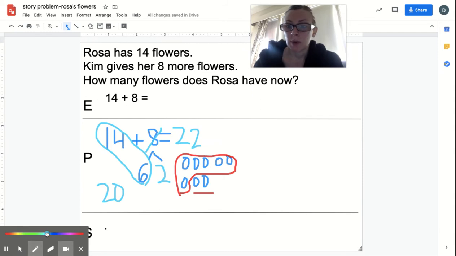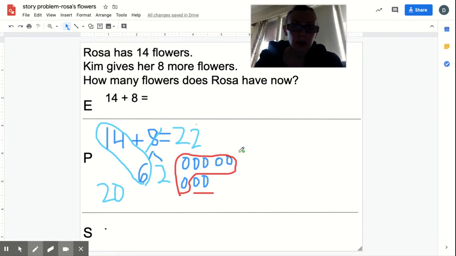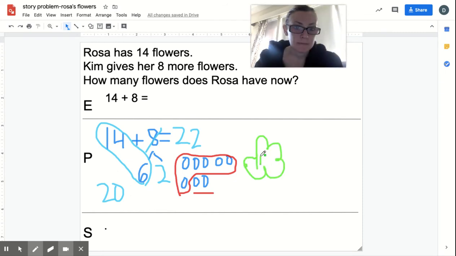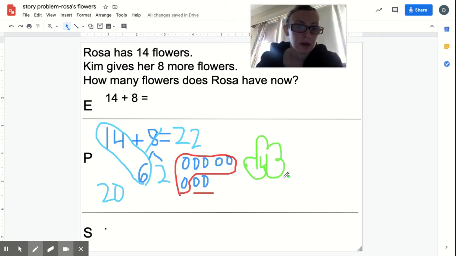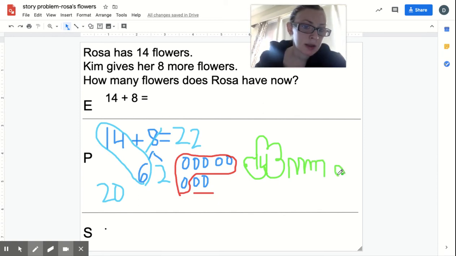Now I'm going to show you another way you might want to solve it. You could also just put one number in your head and count on. I like to put the bigger number in my head, so I have to count on less. So look, we can put 14 in our head and count on 8. You show me what 8 would look like. Show me 8 on your fingers. I need to make sure I count on this many times. 1, 2, 3, 4, 5, 6, 7, 8.